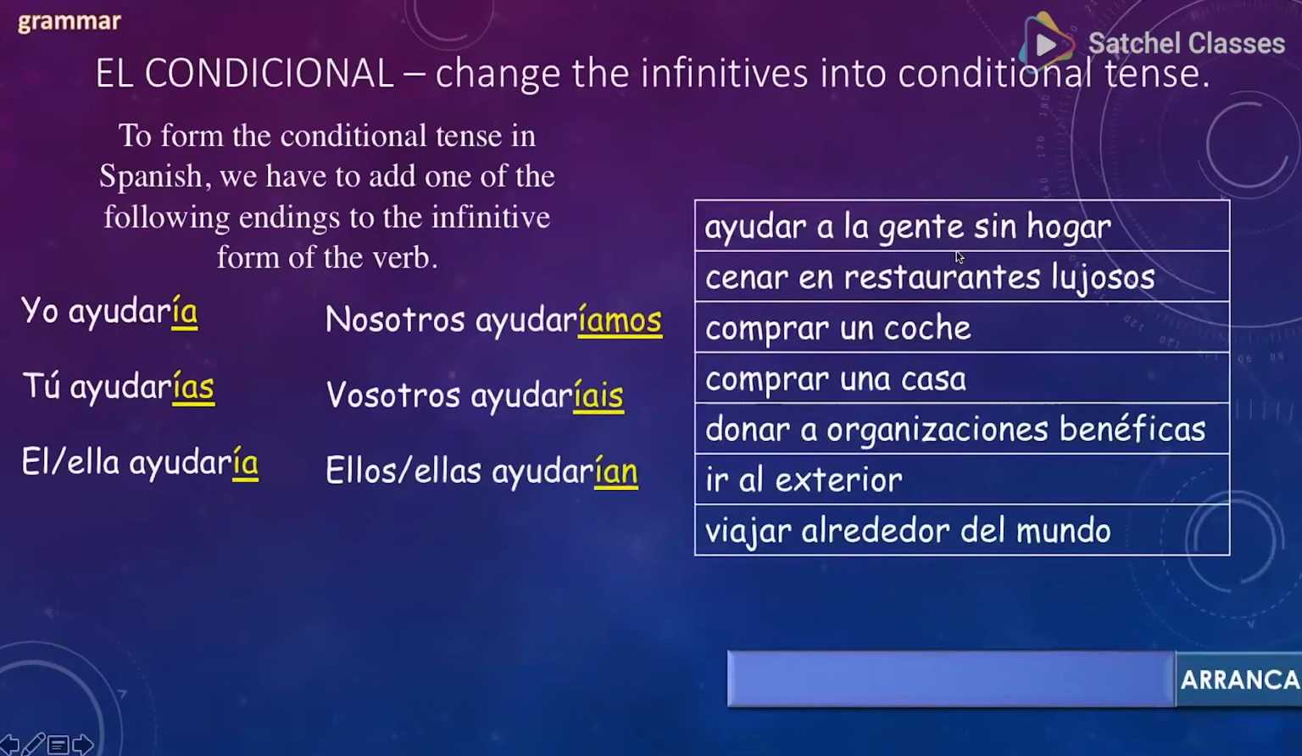As you can see here, we have the infinitives, and those infinitives are the ones that need to be linked with each one of the endings. Now, the endings depend a lot on the pronoun, which is the word that goes before the verb. So, in the first case, for instance, we say, yo ayudaría a la gente sin hogar, and that means I would help homeless people.